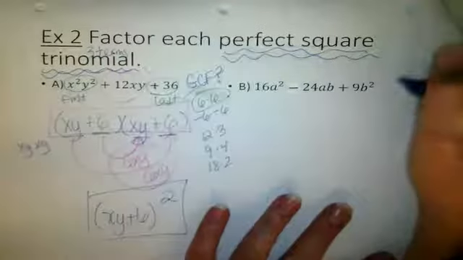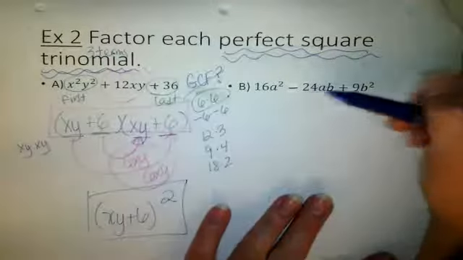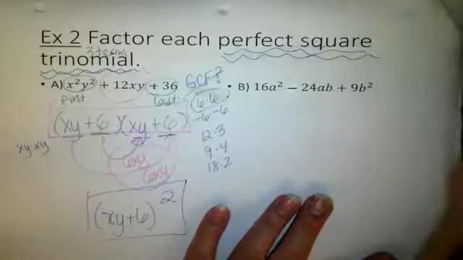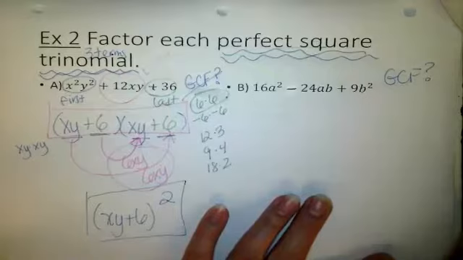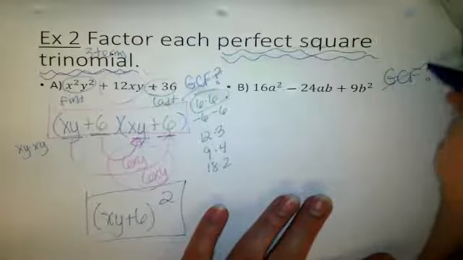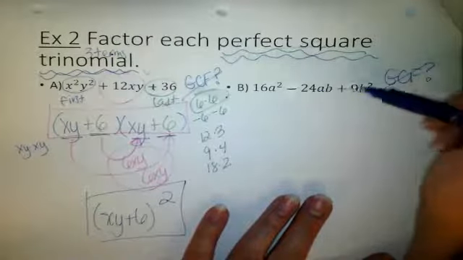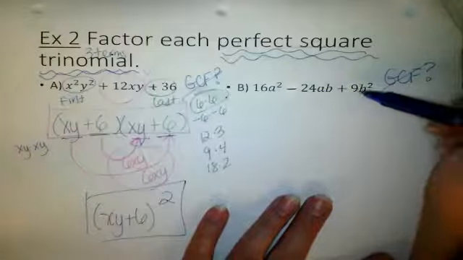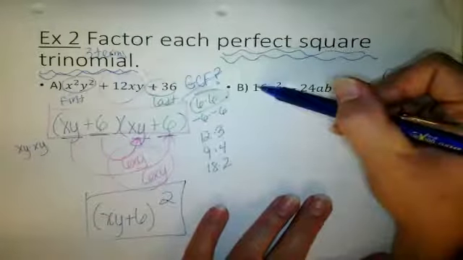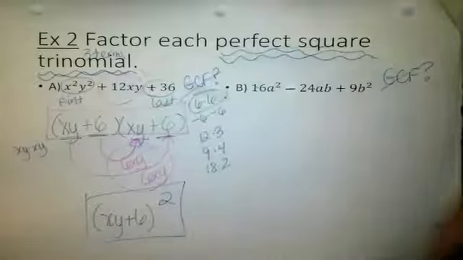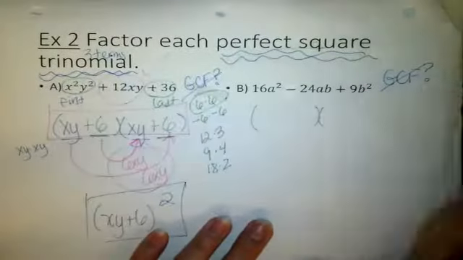All right, letter B, 16a squared minus 24ab plus 9b squared. First things first, is there a GCF? No. I mean, maybe. There's lots of numbers here. I think divide by 2, that doesn't divide by 2. That doesn't divide by 3. So doesn't quite work there. So we're going to jump right to double bubble.